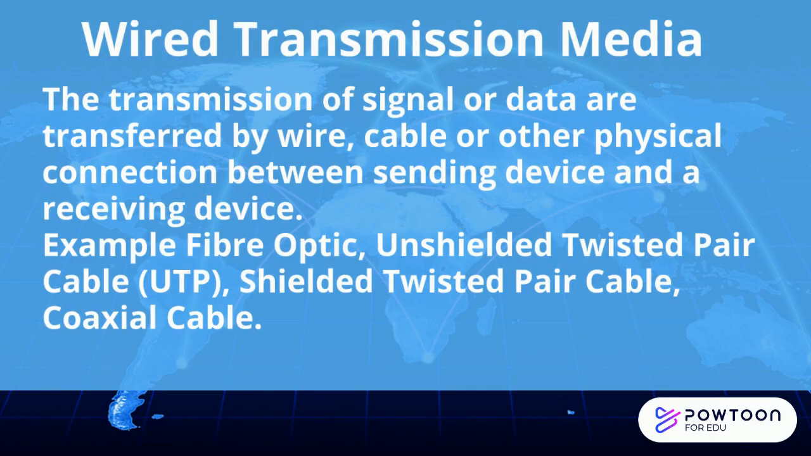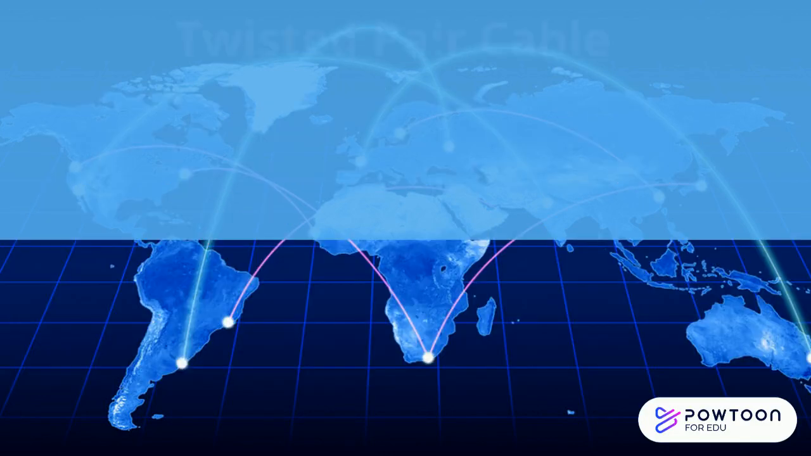Wired transmission media is the transmission of signal or data that are transferred by wire, cable, or other physical connection between sending device and a receiving device. For example, fiber optic, unshielded twisted pair cable, shielded twisted pair cable, and coaxial cable.